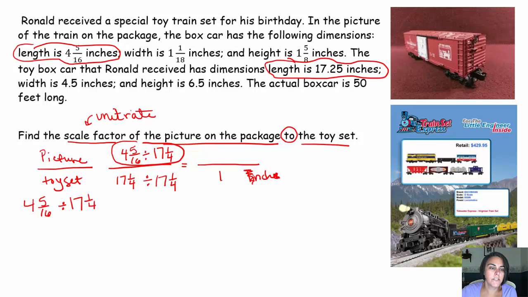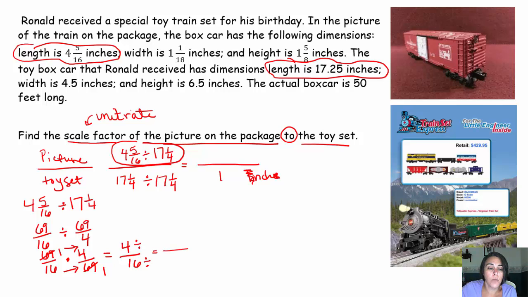16 times 4 is 64 and 5 is 69 over 16. Divided by 4 times 17 is 68 and 1 is 69 over 4. Change that division to multiplication. So this is 69 over 16 times, flip that right over, 4 over 69. To make the multiplication a little simpler, 69 goes into 69 once, 69 goes into 69 once. Then we can multiply straight across the top, straight across the bottom. 4 over 16. I look at this and I say, okay, this is not yet in simplest form. So I'm going to go ahead and rewrite this as an equivalent ratio, but in simplest form.